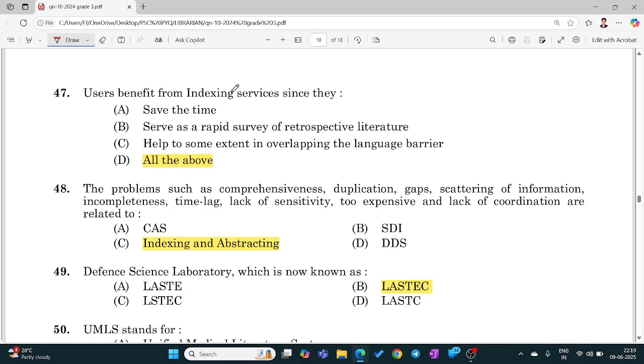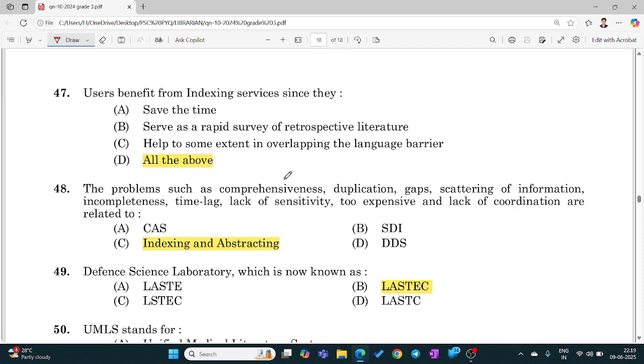Users benefit from indexing services since they save time, serve as a rapid survey of retrospective literature, and help to some extent in overcoming the language barrier. All three are correct, so the correct option is all of the above, option D.